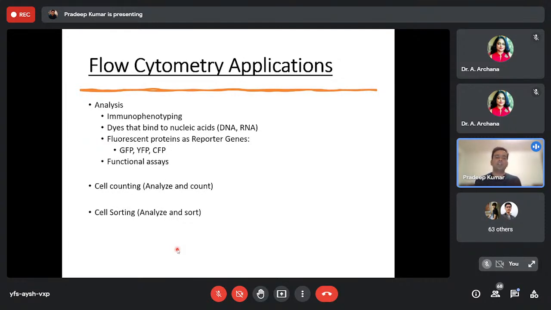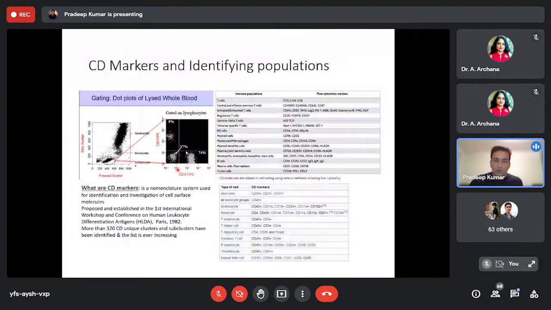Okay, and the third one is cell sorting, where you analyze your population and sort your subpopulations. With analysis you can just see this, but with sorting you can sort this population into a separate tube, this subpopulation into a separate tube, this population into another separate tube, and then you can do further experiments with those.